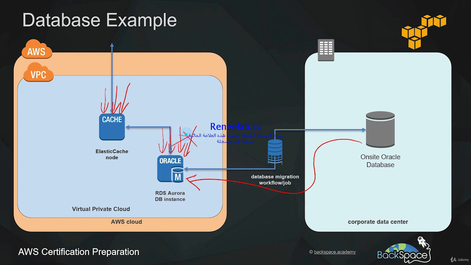Any requests for anything that is not in the Elasticache will simply be forwarded to the RDS instance. That way we have high-speed access to our frequently accessed data, while at the same time we can still access our less frequently accessed data directly from our RDS instance.